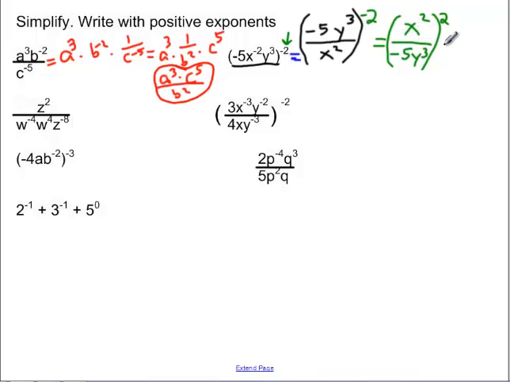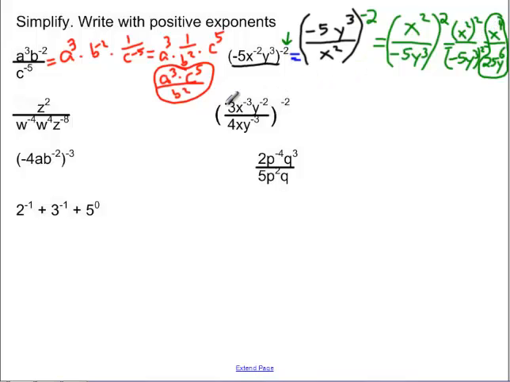And now we can simply write x squared squared over negative 5y cubed squared. That would give us x to the 4th power, because 2 times 2 gives us 4. And this is negative 5y cubed squared. So negative 5 squared is 25. Y cubed squared is y to the 6th power. And there's my answer: x to the 4th power over 25y to the 6th power.